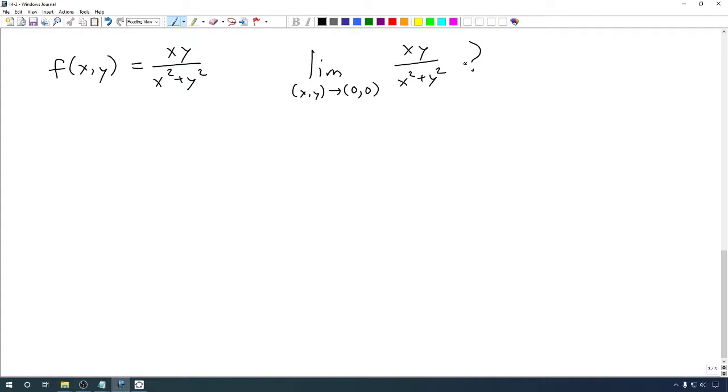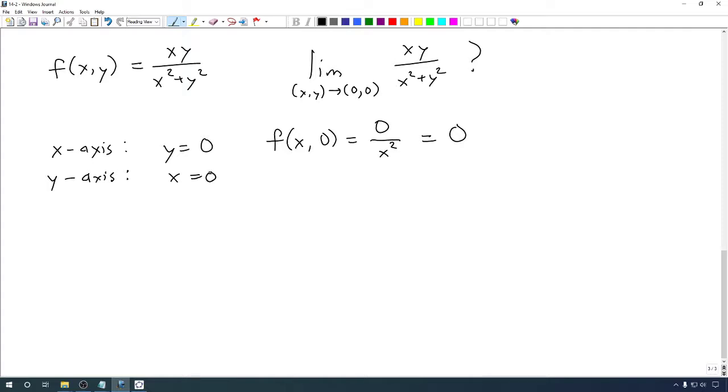Does this exist? Does it not exist? Who knows? Well, we can go ahead and try to approach it. Let's try what we did on the first example. We'll try approaching along the x-axis. Well, there, y is equal to 0. And so if we go ahead and plug in 0 for y, the top becomes 0, our bottom becomes x squared, and as long as x is not 0, this is always equal to 0. That's really handy. What about along the y-axis? There, x equals 0. We do exactly the same thing, putting 0 in for x. We still get 0 on top, we get y squared on bottom, and we get 0.